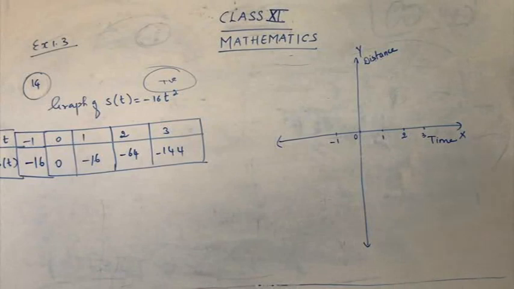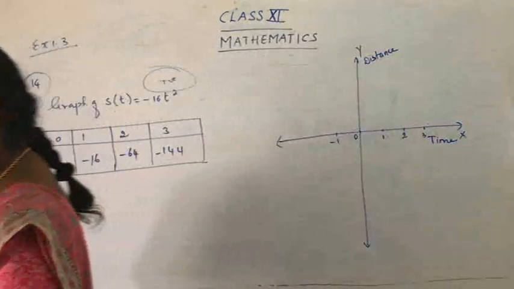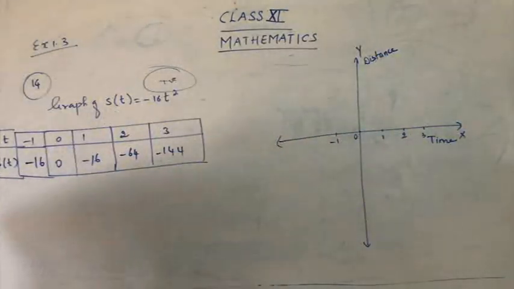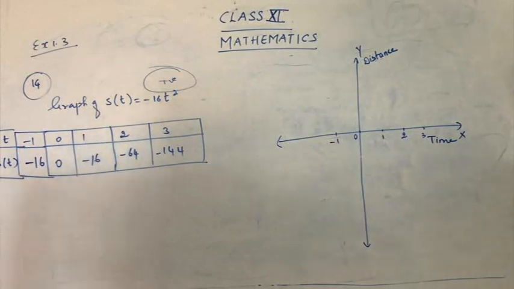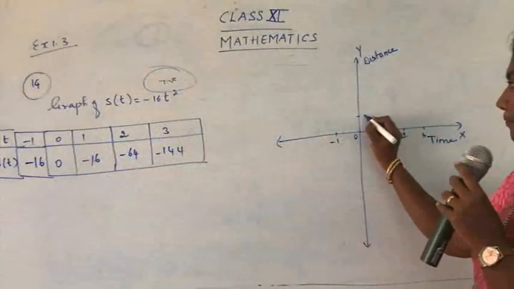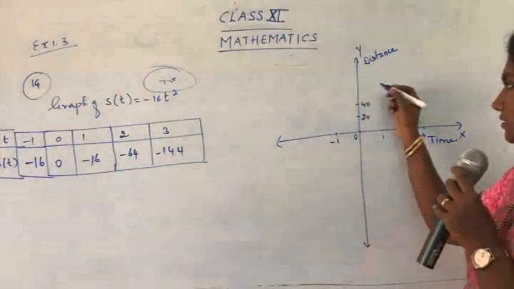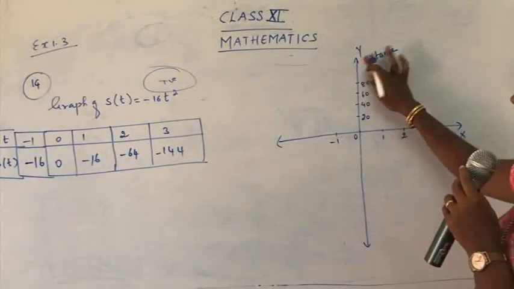And for distance, let's mark some points. It's 16, 64, 144. So what do we do? 10, 10 means it will go on more. 10, 20, 30. We will take this rough figure, only rough, so take 20, 20. So plot here 20, 40, 60, 80.